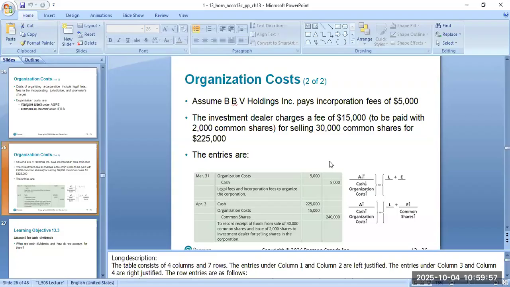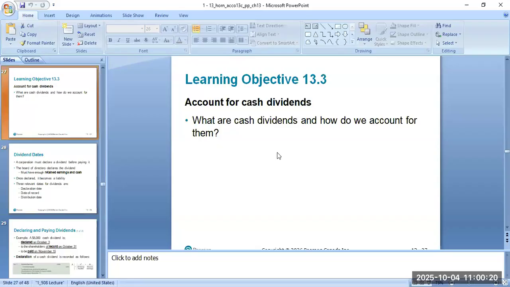Now, something extra for you. For the organization cost, the accounting standard for private enterprises allows you to amortize those costs in the first year of operation, so you don't have to keep it. For tax purposes, you can directly expense it, but you're going to see this when you're taking the taxes.